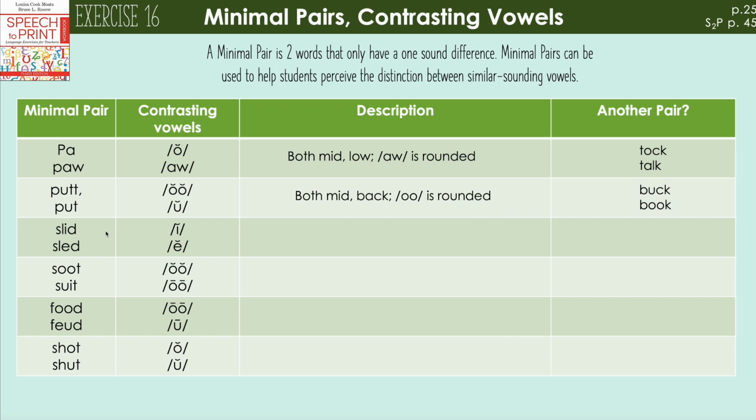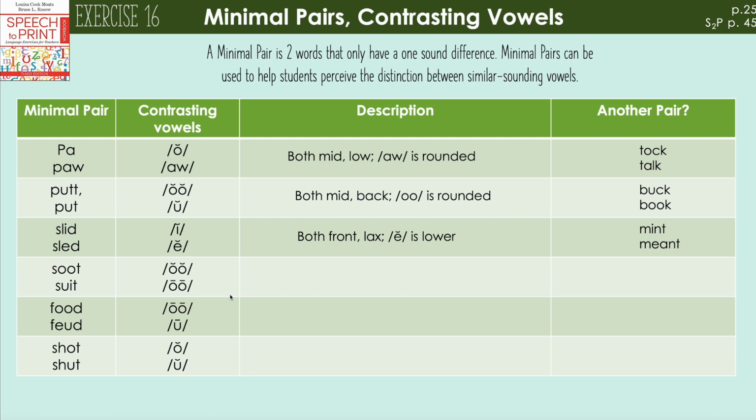We have slid and sled. Yep, it's those vowels eh and ih again. Remember that the eh is lower. They're both in the front. The I is higher. That's why the whole sticking your tongue and curling it for an eh and crinkling your nose for an I is helpful for kids to start to feel that better.